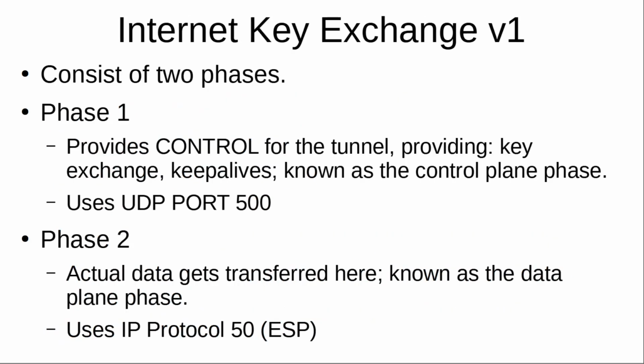So now let's focus on Internet Key Exchange version 1. We are not going to talk a lot about IKE version 2. IKE version 1 consists of two phases. Phase 1 will provide control for the tunnel, providing key exchange and keepalive. This is known as the control plane phase. It will use UDP port 500. Whereas phase 2 is where the actual data gets transferred between devices. This is known as the data plane phase, and if you're using ESP, you will be using IP protocol 50.